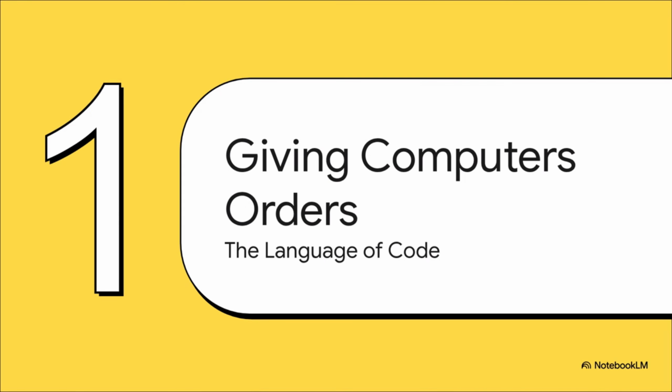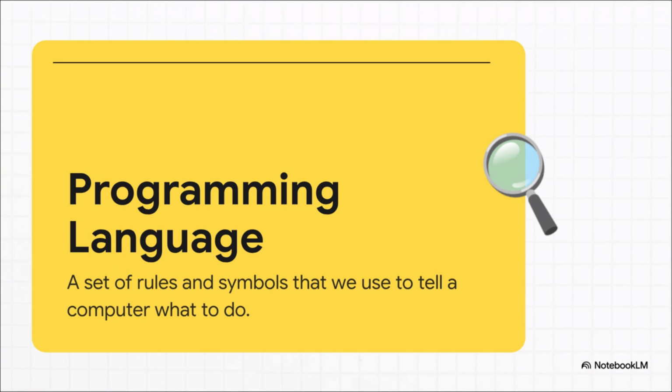We can't just talk to a computer like we talk to each other, right? Our everyday language is just too messy. It's too ambiguous. We need a special kind of language, something super structured that leaves zero room for error. And that's exactly what a programming language is. It's basically a deal we make with the machine. We agree on a very specific set of rules and symbols, and as long as we stick to those rules, the computer gets what we're trying to say perfectly.